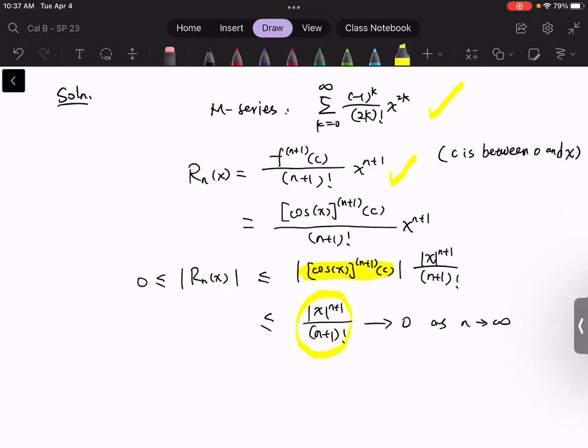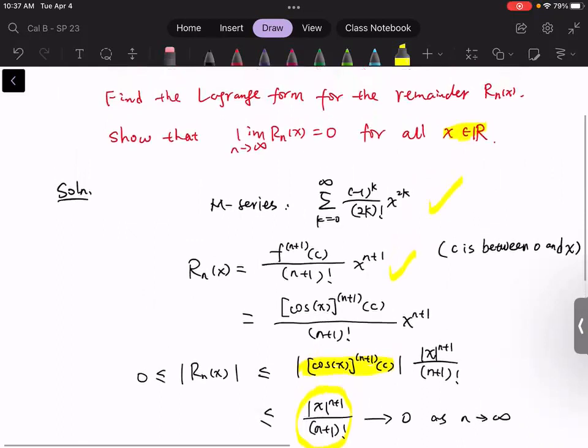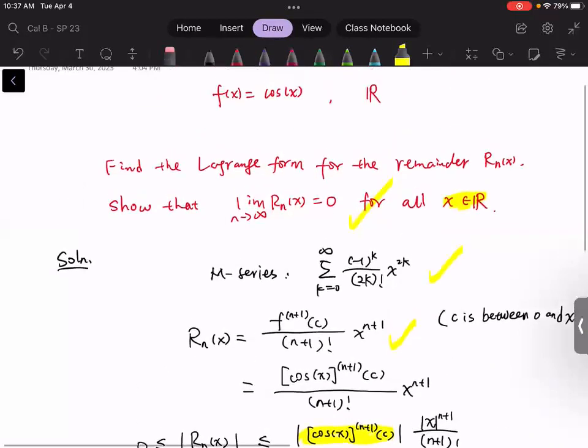Now we could just apply the squeeze theorem. The lower bound and upper bound both converge to 0. Then the middle term, which is the remainder term, will also converge to 0. So this is basically how we can solve this particular question.